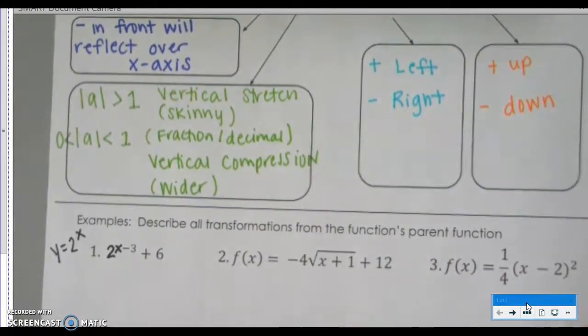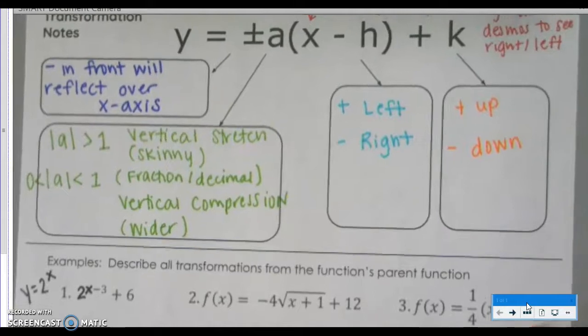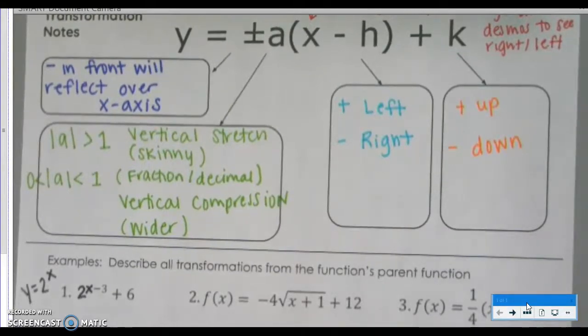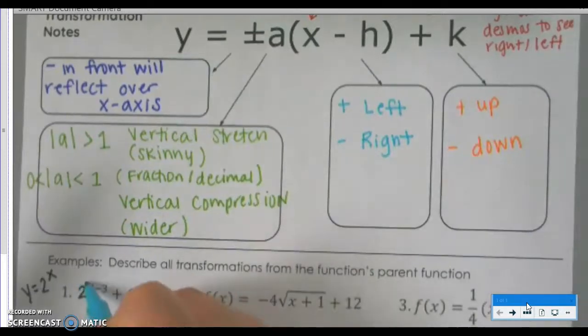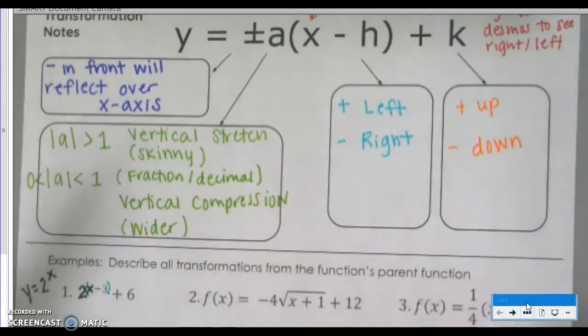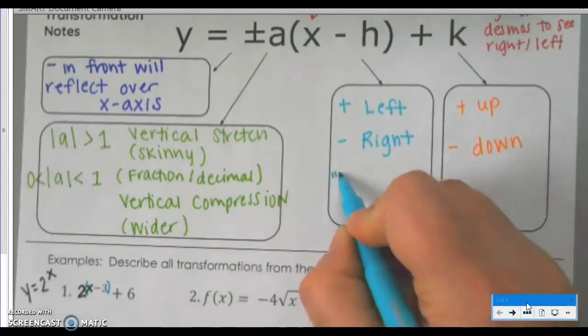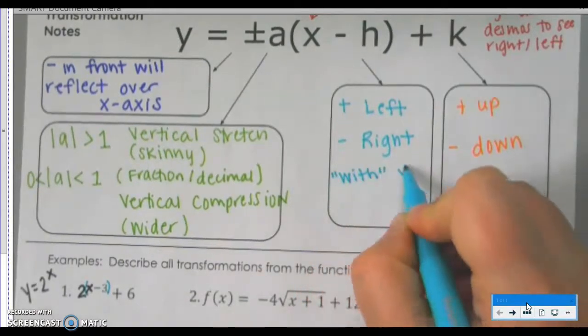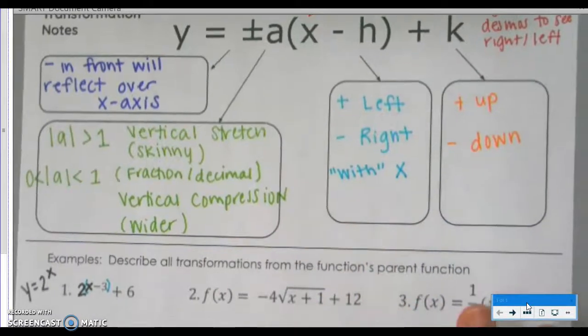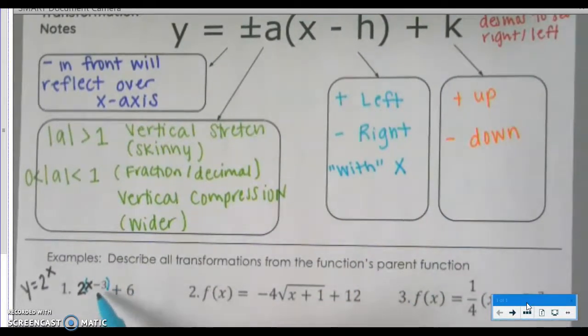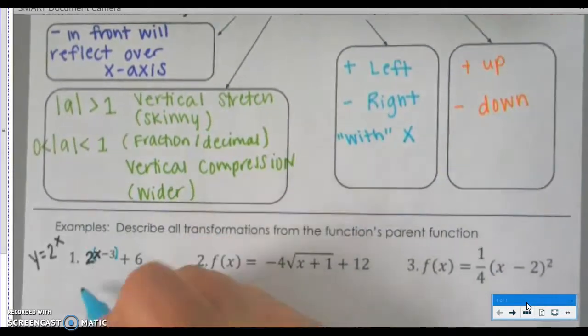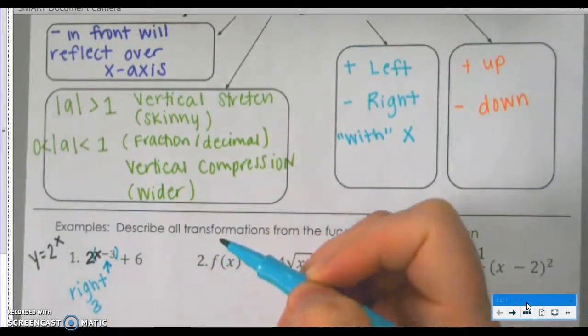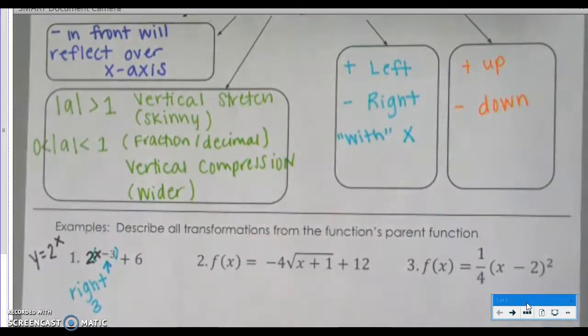But the minus 3 is new. So the minus 3 is one of these transformations. Based on where it is, it's going to tell you whether it's up, down, left, or right. Because I could put parentheses around the exponent part, the minus 3 is with the x. We'll add that here. It's a left or right transformation. Because it's minus, it's actually going to shift the graph to the right. So this graph is going to shift right 3.